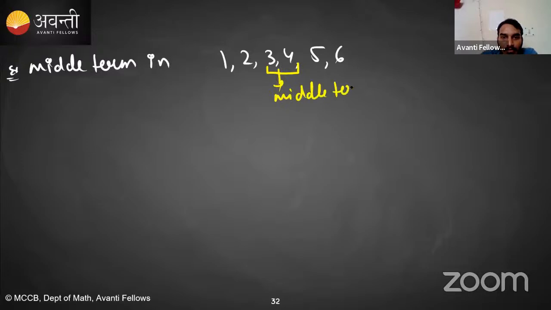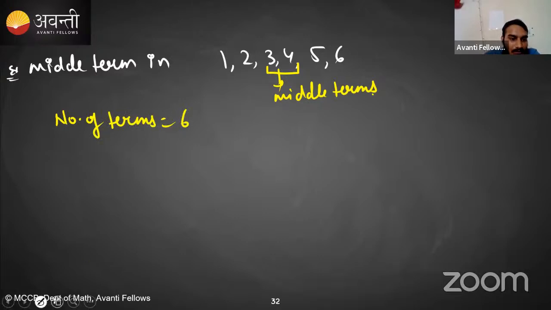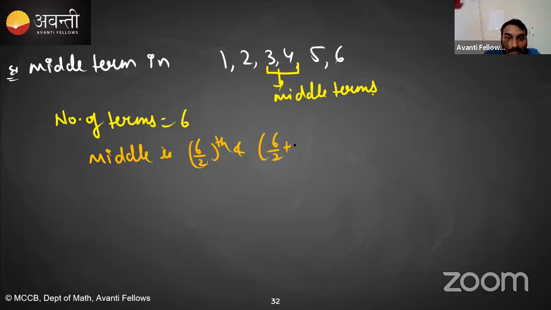Middle terms. Clear? How are we getting the middle term here exactly? So, how many terms are there? Number of terms is equal to 6, right? So, the middle terms are the 6 by 2th term and the 6 by 2 plus 1th term, right? As you can see, the middle terms are the 3rd term and the 4th term here, right?